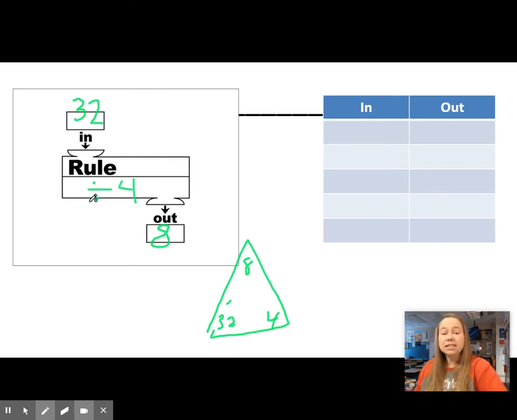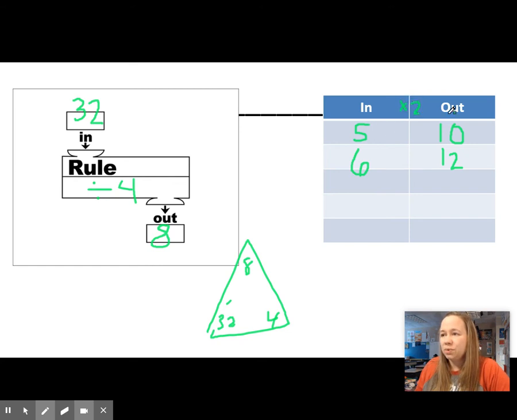All right, now let's look at this function table over here. Same idea. Let's say I put in a 5 and out comes a 10. Well, I could have multiplied by 2 or added 5. Let's say if I put in a 6 and out comes a 12. Well, now I didn't add 5 because 6 plus 5 would have been 11. So that means this rule here is times 2.